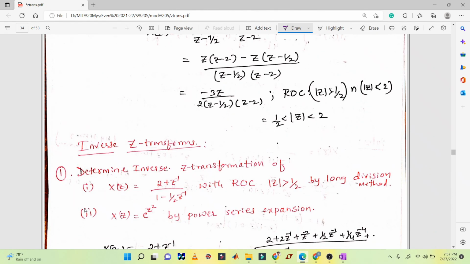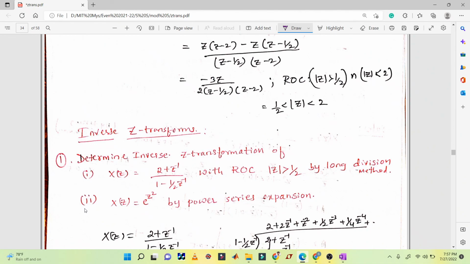Okay. And from the next class onwards we will start with our inverse Z transform. Another 3 to 4 classes I will complete that.